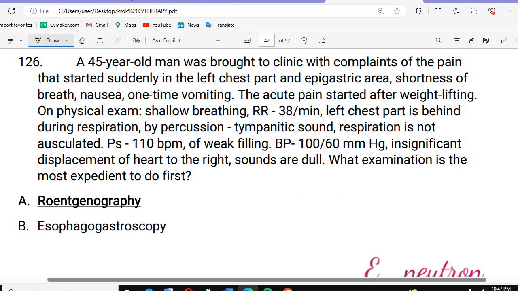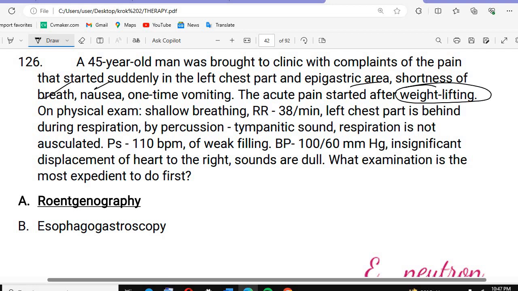Now we have a patient who complains of pain that started suddenly in the left chest and epigastric area, shortness of breath, nausea, and one-time vomiting. The acute pain started after weight lifting.